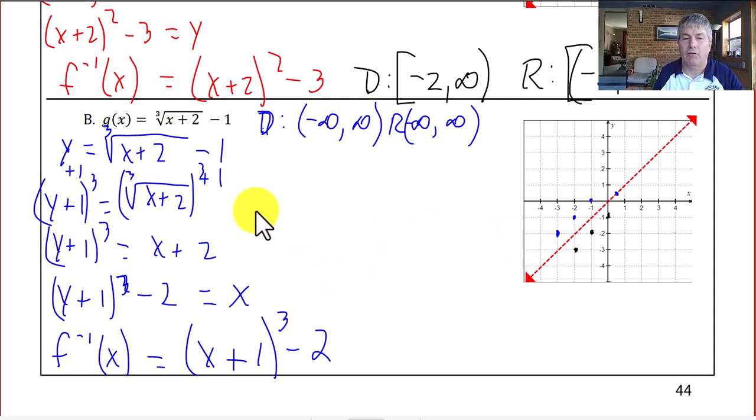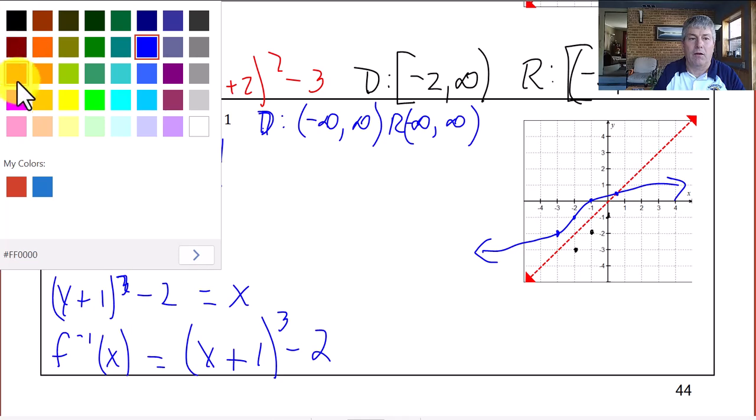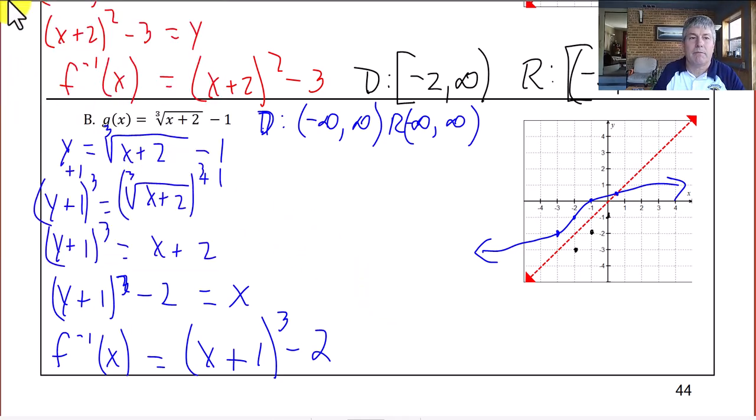And now we'll go ahead and graph our original function. Our original function, the cube root of x plus 2 minus 1. I've done a little bit of a table of values here, and that function is going to look something like that. So that's our original.